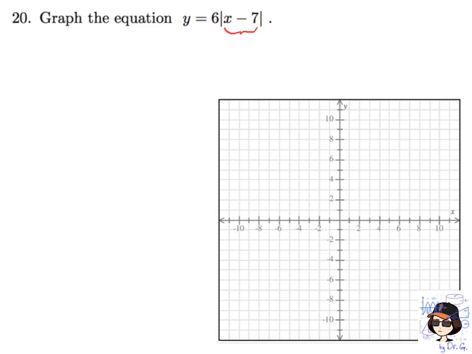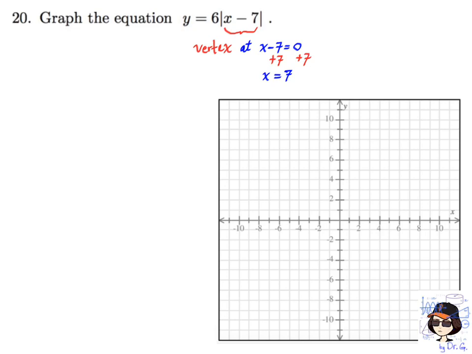When the inside of the absolute value is 0, that value of x gives you your vertex. So our vertex is going to happen at the place where x minus 7 is 0. So if I solve that, I get x equals 7. So that's the x coordinate of the vertex of my graph.